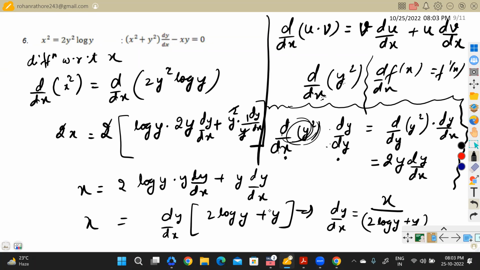2 log y, there were 2 y's, so 2 log y into y, that is 2y log y. Okay, so this is the value of dy over dx. Now we have the value of dy over dx, we can simply put it in the equation and simplify to see if the LHS and RHS match. So let's do that.